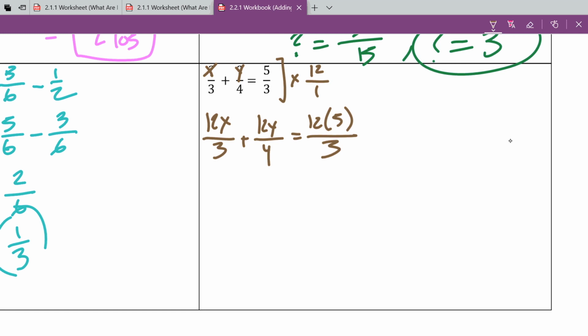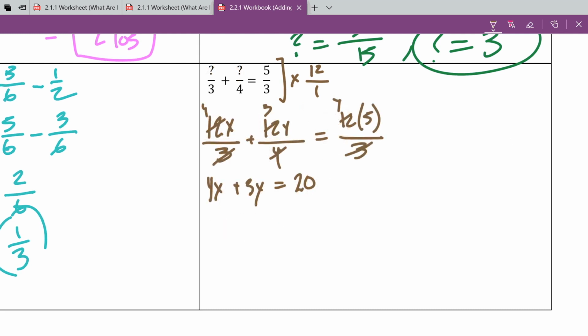All right, so let's simplify. 12x/3 is the same as 4x. 12y/4 is the same as 3y. And 12/3 times 5 is the same as 4 times 5, which is 20. Okay? Because these kind of cancel out. So now I've got 4x plus 3y equals 20. So how shall we deal with an equation with two variables?